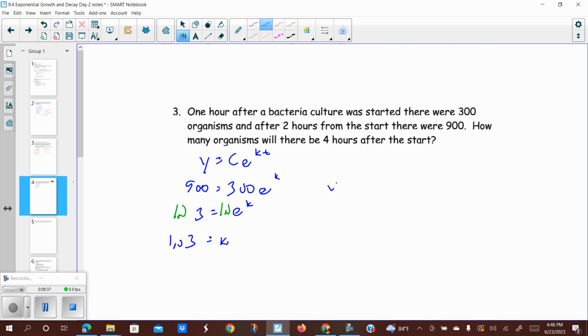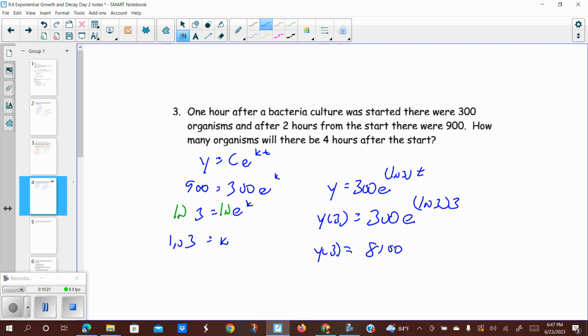So our exponential growth formula is Y equals 300 e to the natural log of 3 times T. It says how many organisms will there be 4 hours after the start? Remember that our initial value was 1 hour after the start. So 4 hours after the start is actually only going to be a T value of 3. So we're going to plug in 3 for T, so this will be Y of 3 equals 300 e to the ln of 3 times 3. Again, this one works out to be actually really nice. Y of 3, plugging all that stuff in gives you 8,100. 8,100 organisms 4 hours after the start of that particular problem.